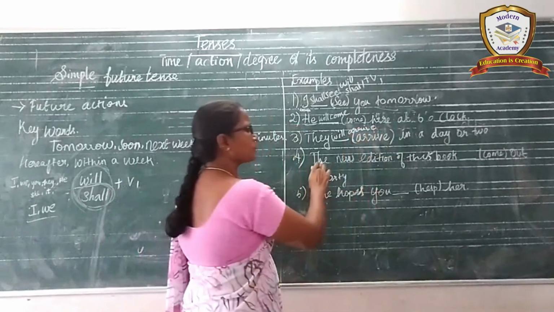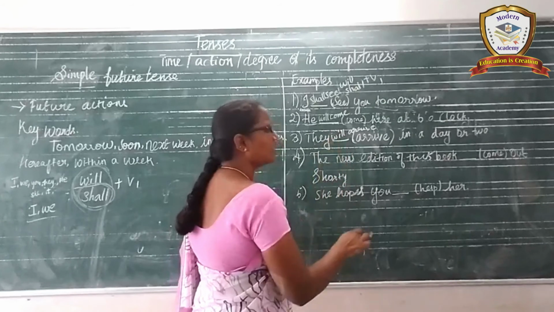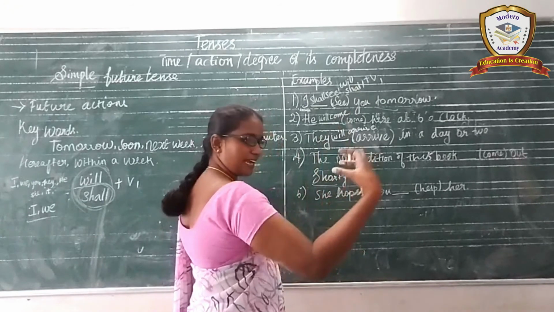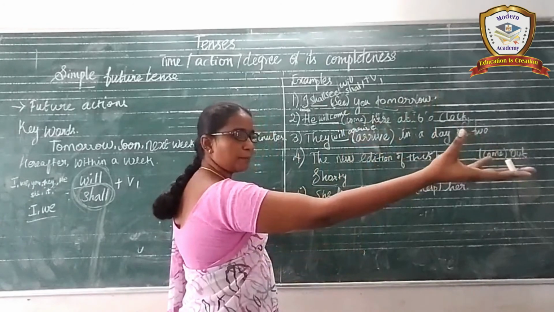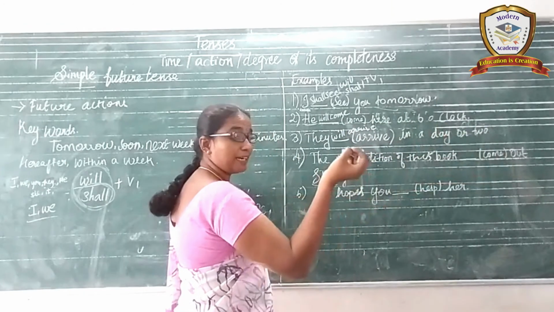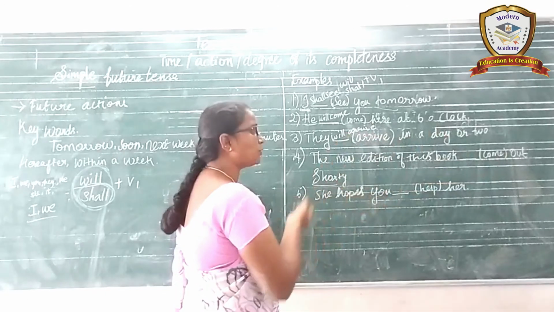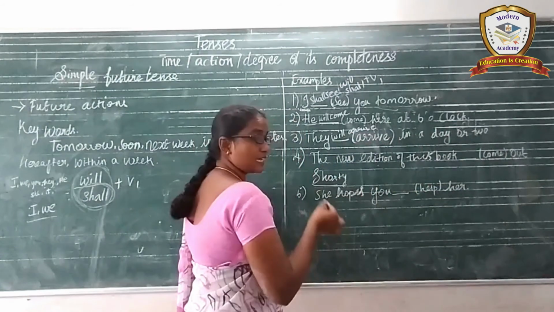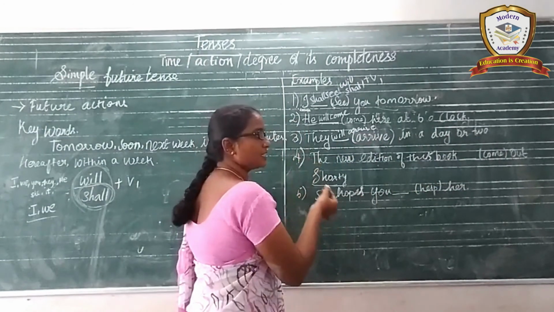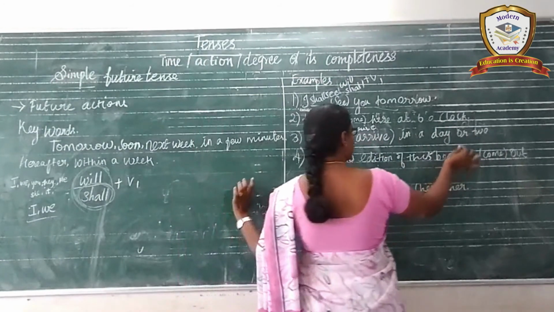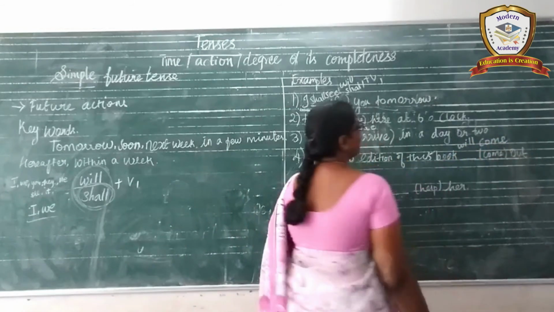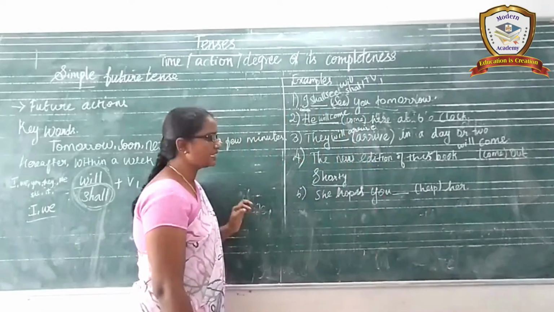And the next one: the new edition of this book dash come out shortly. Shortly means the action which will happen in the near future. We have to appropriate the tense: simple future tense. Shortly is a clue word which helps you refer to the future action. What is the answer? Will come. Understand?